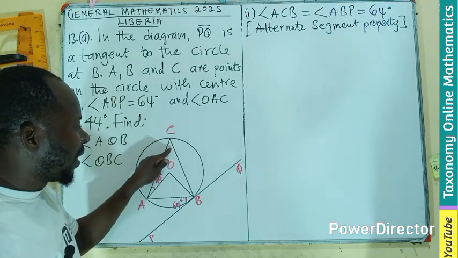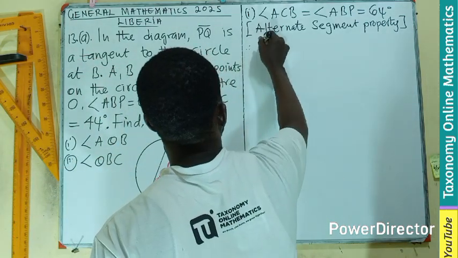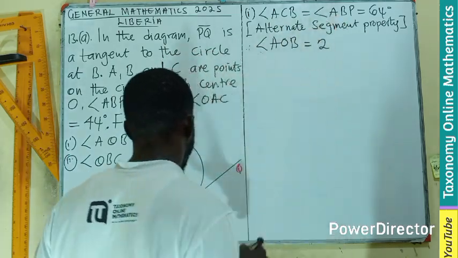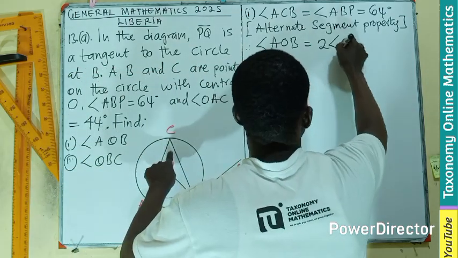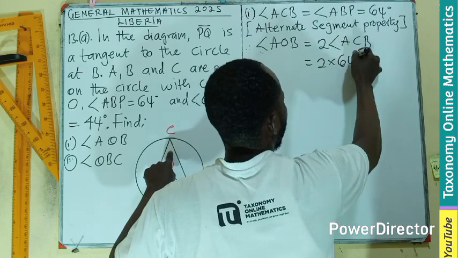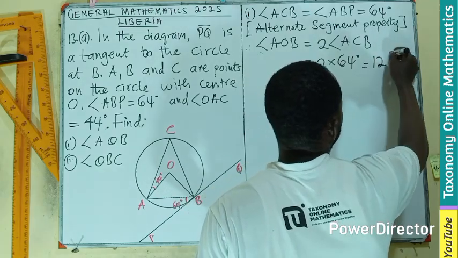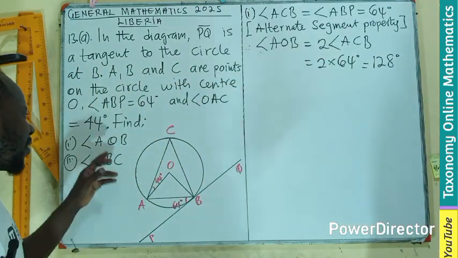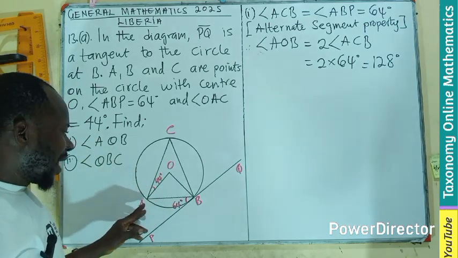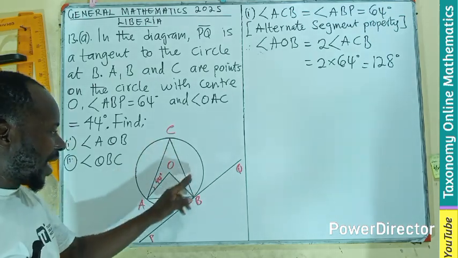So the angle we are asked to find, AOB, is twice the angle we just found, angle ACB. So 2 times 64 degrees is 128. So we have found the first angle we are asked to find. This one, we know, is 128.